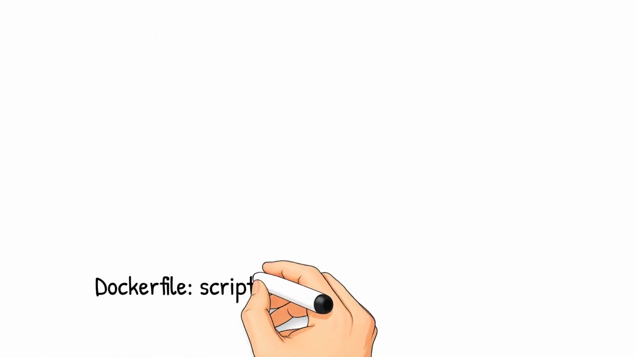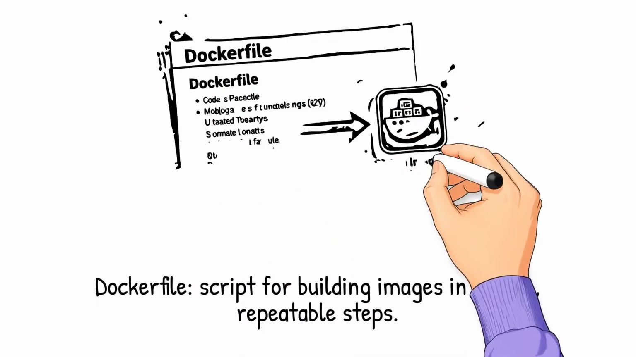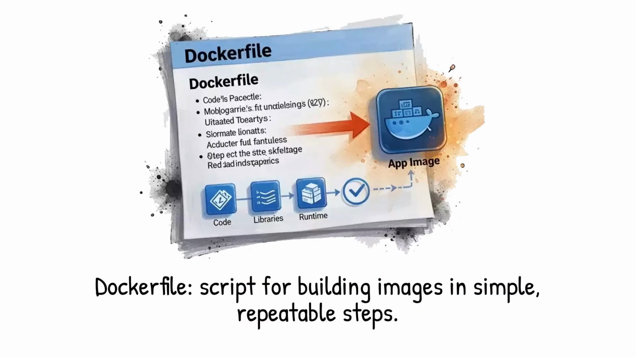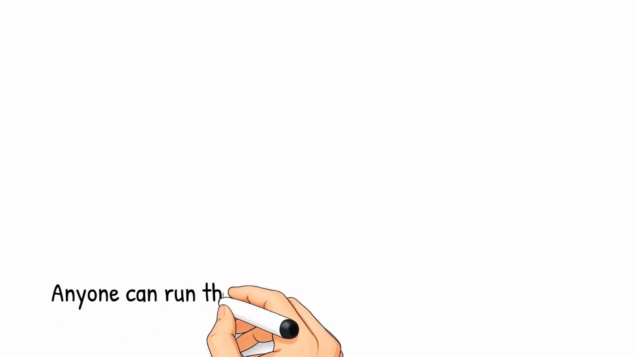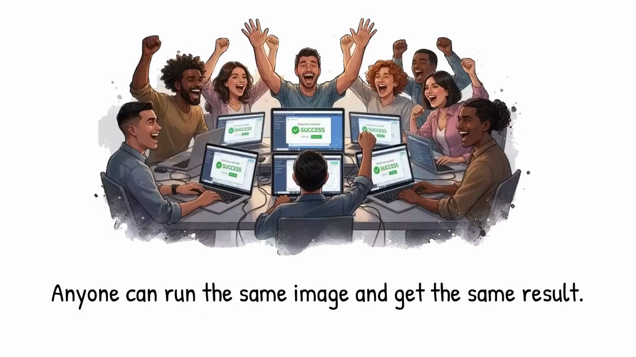You make an image with a small file called a Dockerfile, a simple list of steps. Start from this base, copy my code, install these libraries, run this command. And the best part, anyone on your team runs the same image and gets the exact same result. No setup nightmares. That alone made Docker a game changer.